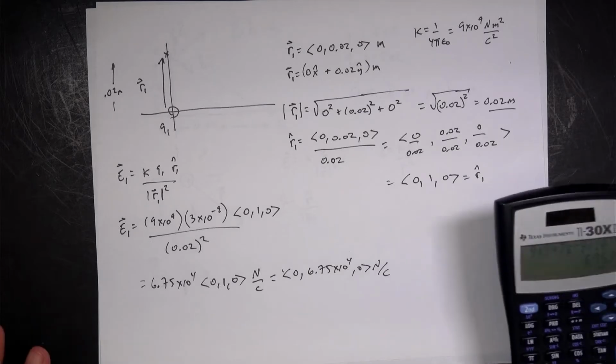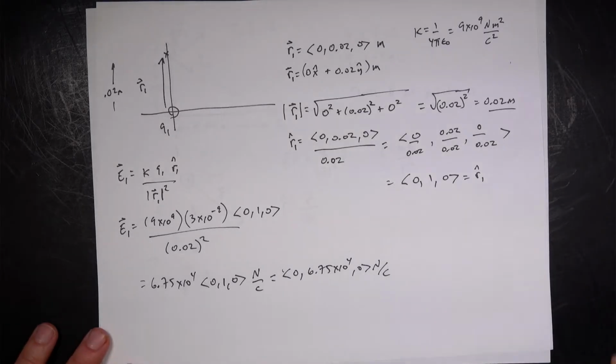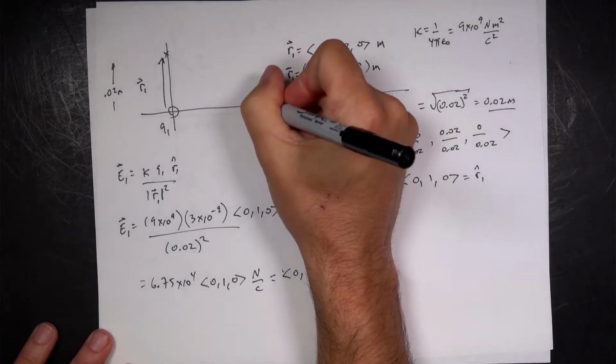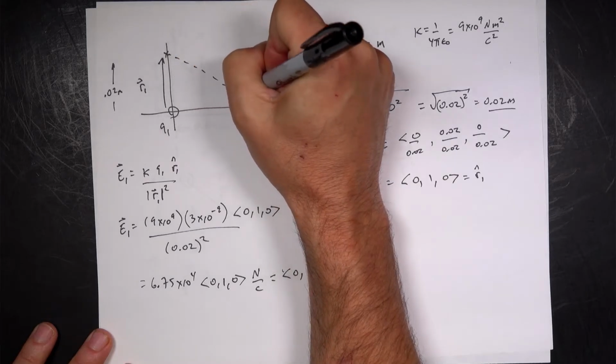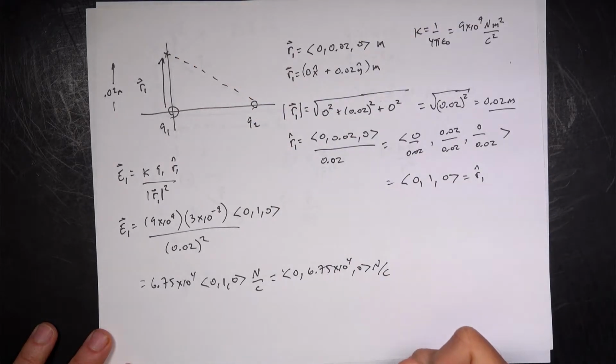Okay, so now let's do the exact same thing for charge Q2. I'm going to draw it right here. So here's Q2. And the first thing I need is the vector R2.